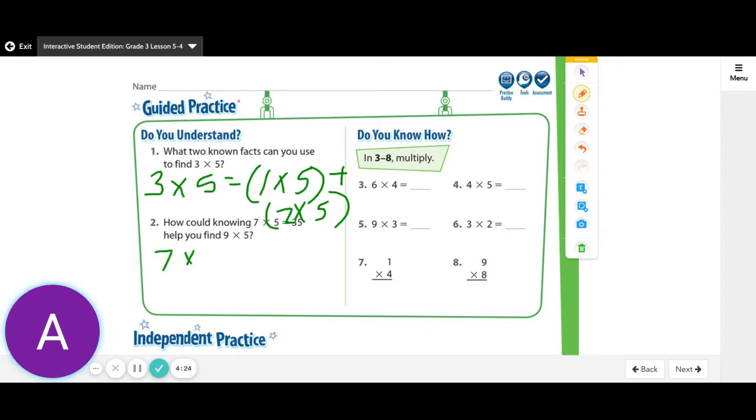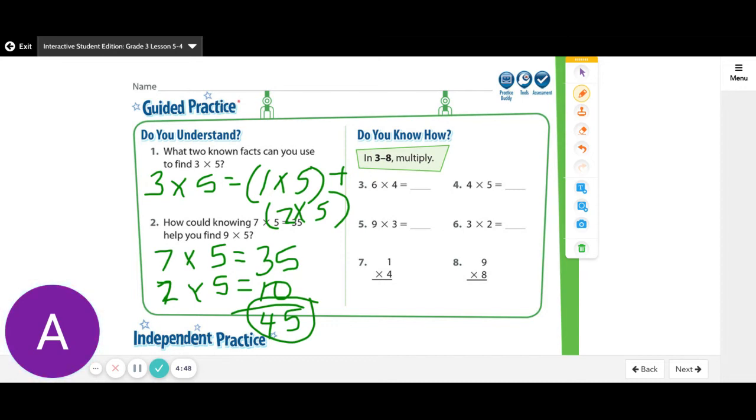So if we know 7 times 5 is 35, we just need to add 2 more groups of 5 to get 9 groups of 5. So 2 times 5 is 10. So we can just add 35 plus 10 to get 45, and that would let us know what 9 times 5 is.